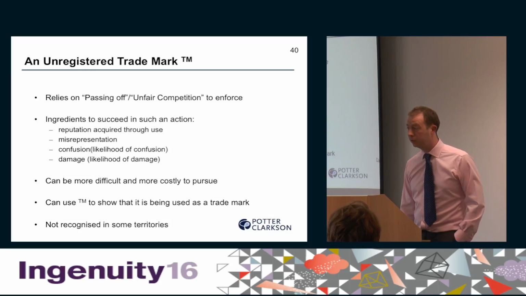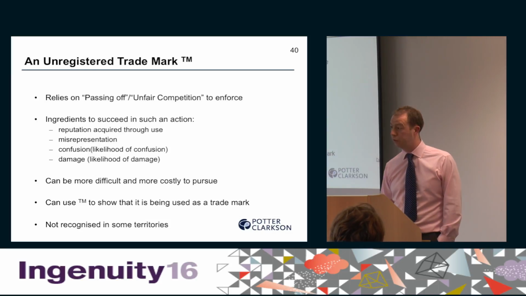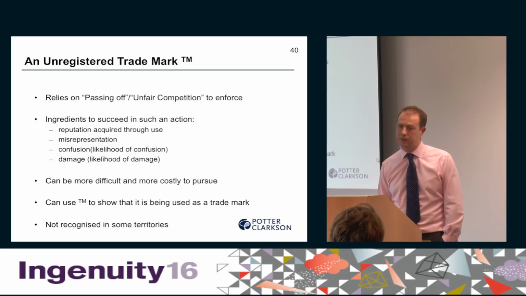So an unregistered trademark can be acquired through simple use of your trademark. You can build up a reputation in your trademark and therefore try and enforce that unregistered trademark under passing off or unfair competition. Again, since you get this for free, there are downsides.